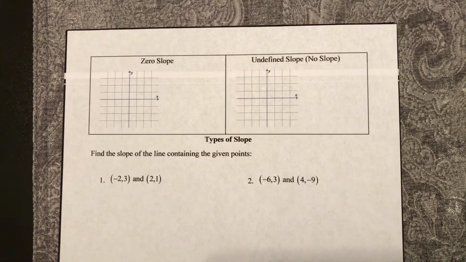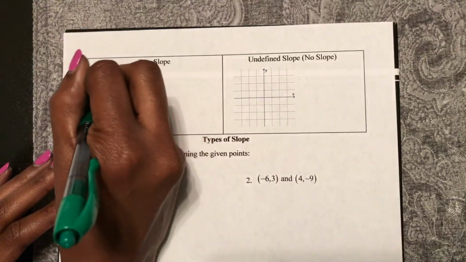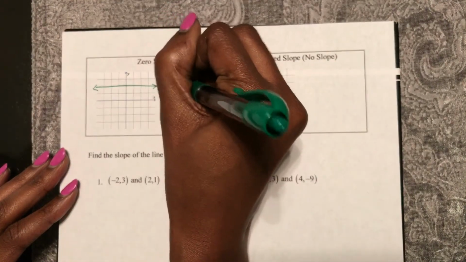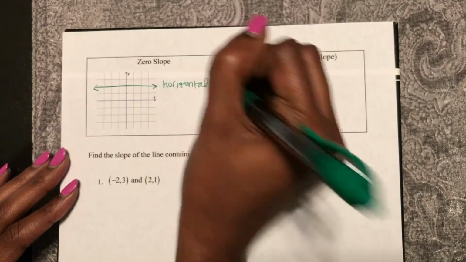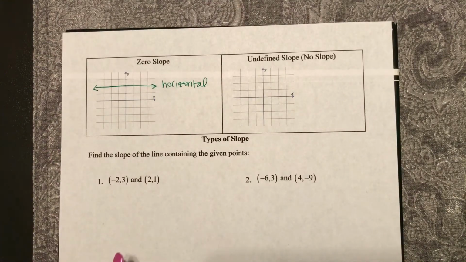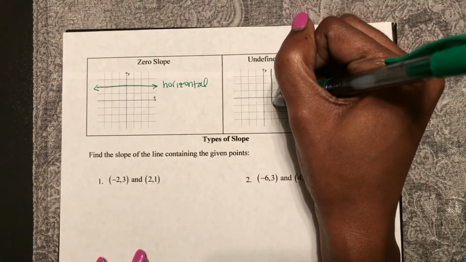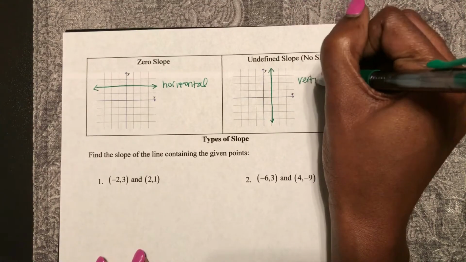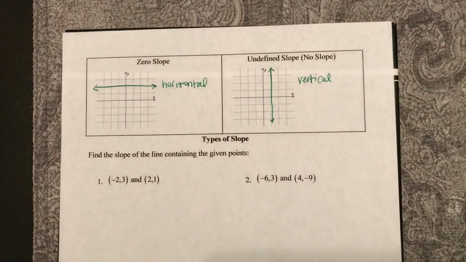So before we get into some examples, let's continue with our second two types of slopes. So we had positive slope, negative slope, and then zero slope is a line that's horizontal. So horizontal lines have zero slope. And an undefined slope, think about if you're just dropping straight down. Vertical lines have no slope or undefined slope.